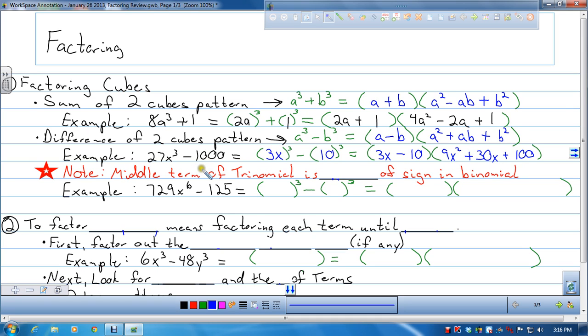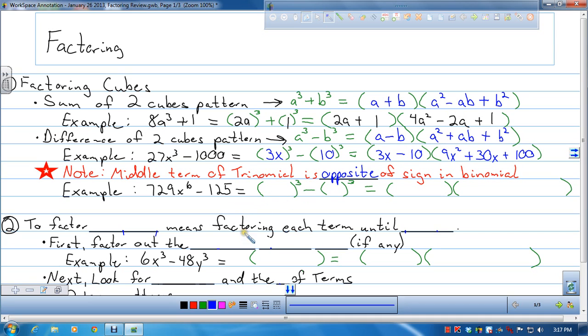Now note the middle term, one thing to remember: the middle term of the trinomial is the opposite of the sign that is contained in the original binomial. Okay? So you'll see up here, this one always matches what was here. The negative, the positive, the positive. Then that middle sign is always opposite of that. Down here it's positive, up here it's negative.